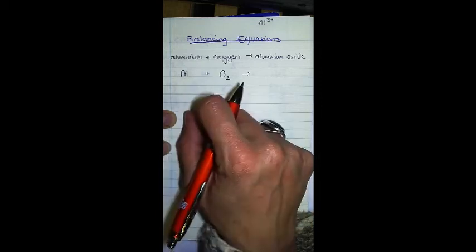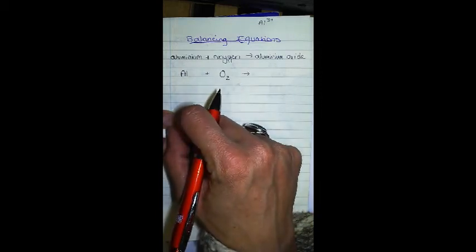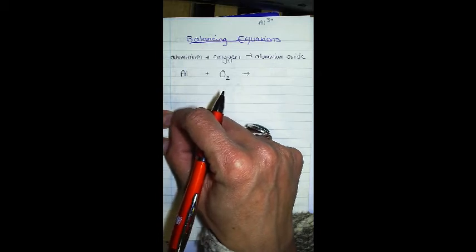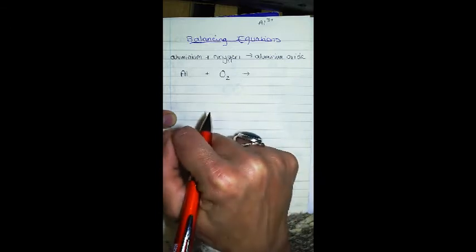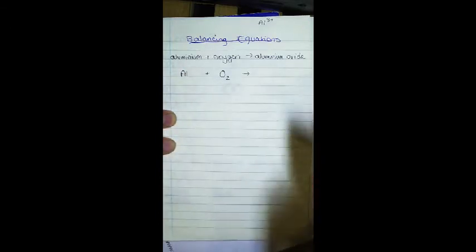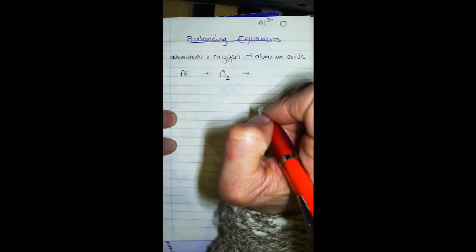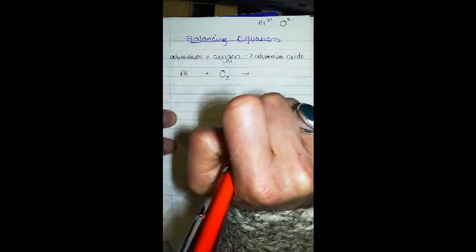Calcium, group 2, 2+. Magnesium, group 2, 2+. Potassium, group 1, 1+. The charge on the ion is determined by the group it's in. And then oxygen. Now, if you look on the periodic table, oxygen is in group 6. That means it has 6 electrons in its outer shell. When it reacts, it wants 2 more, so it forms 2-.